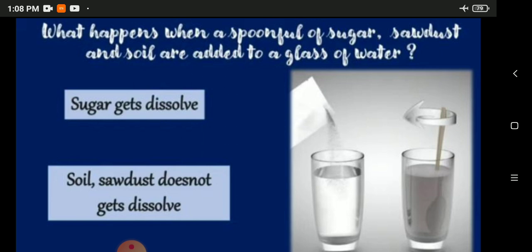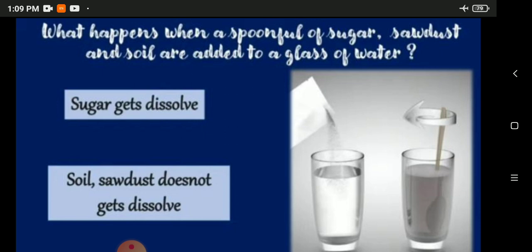In the glass where you added sugar, take a spoon. With the help of the spoon you stir it, so the sugar gets dissolved in water. And in the other glass where you added soil or sawdust, it does not get dissolved in water. It will be floating on the top of the water. You can do this activity at home with the help of your parents.